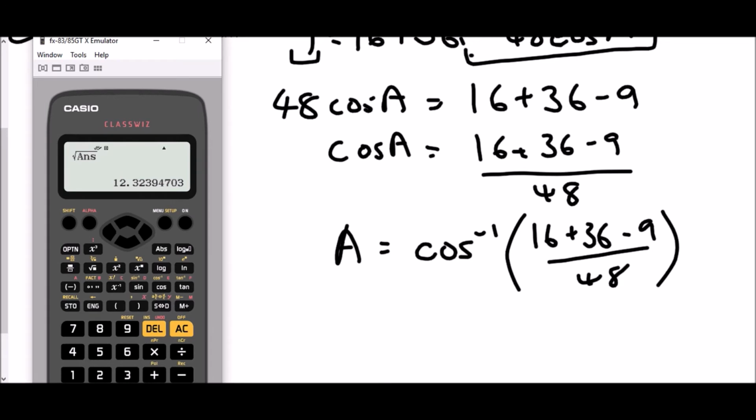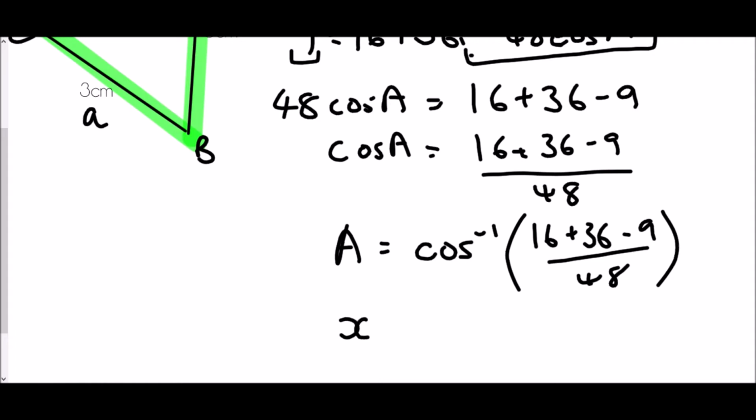So let's do that. Shift cos, and we've got a fraction, 16 plus 36, take away 9, all over 48, close your bracket, and we get an answer straight out that x, the angle we were looking for, is 26.38. So x equals 26.38 degrees.